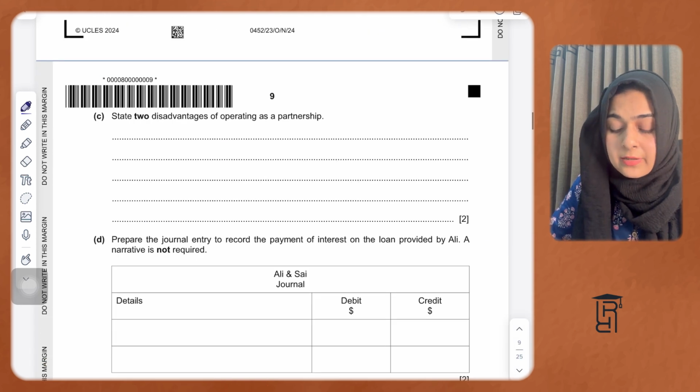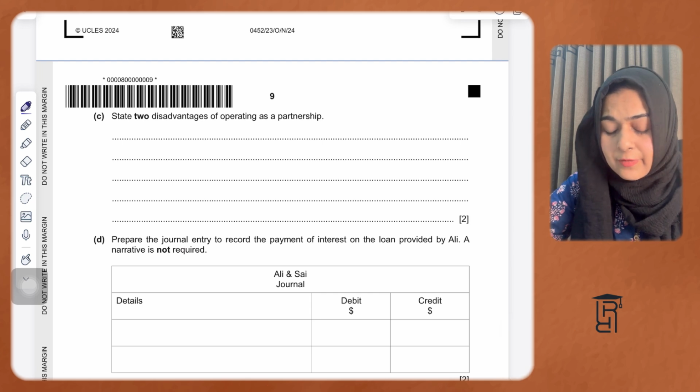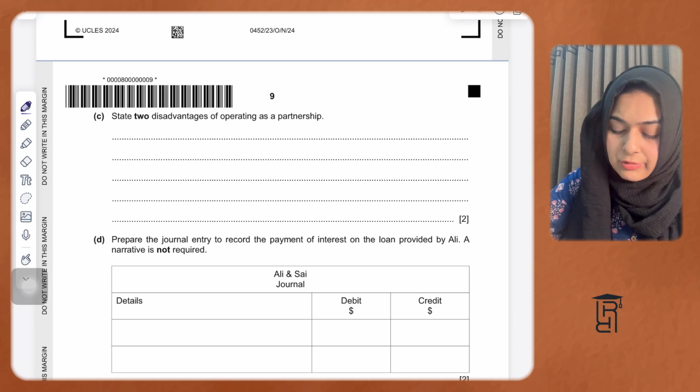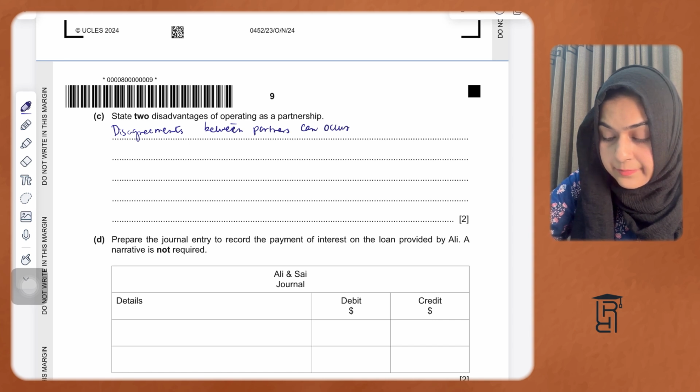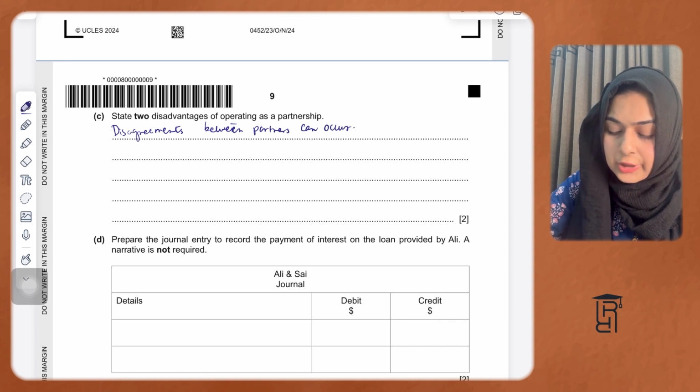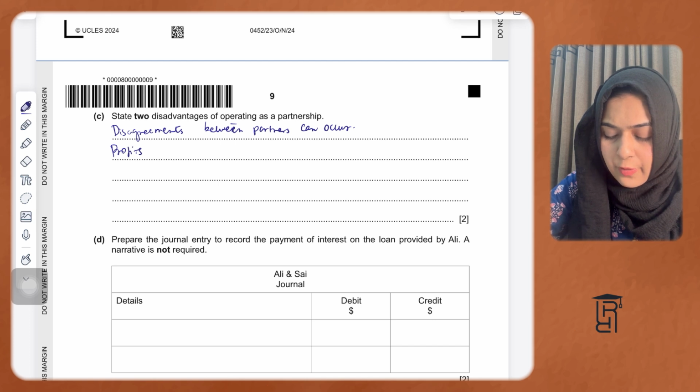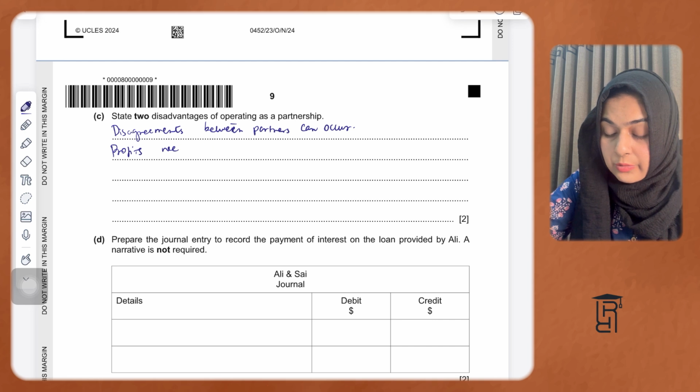Then they are saying state two disadvantages of operating as a partnership. So you just have to state two disadvantages. You don't need to explain them. One of them will be that disagreements between partners can occur. And then you can write that profits will have to be shared.